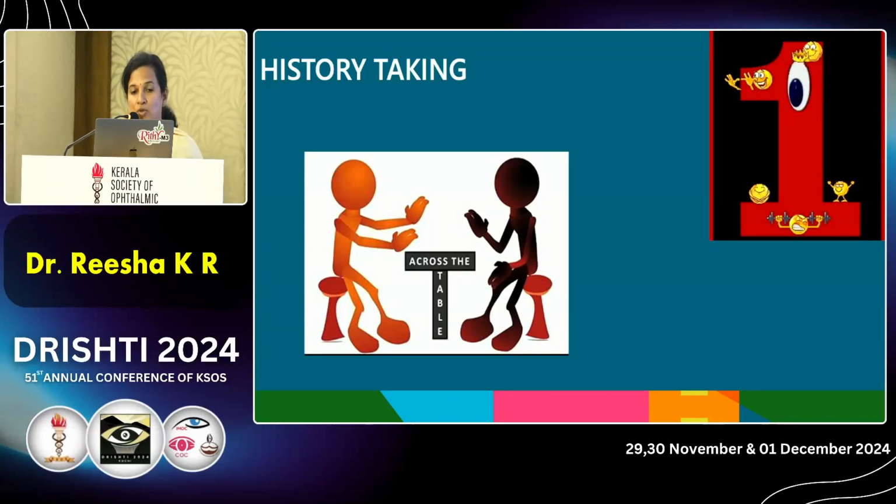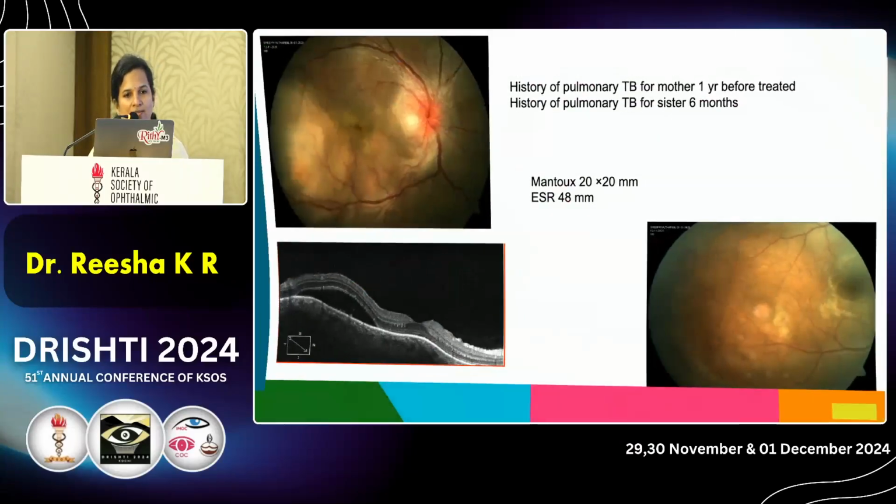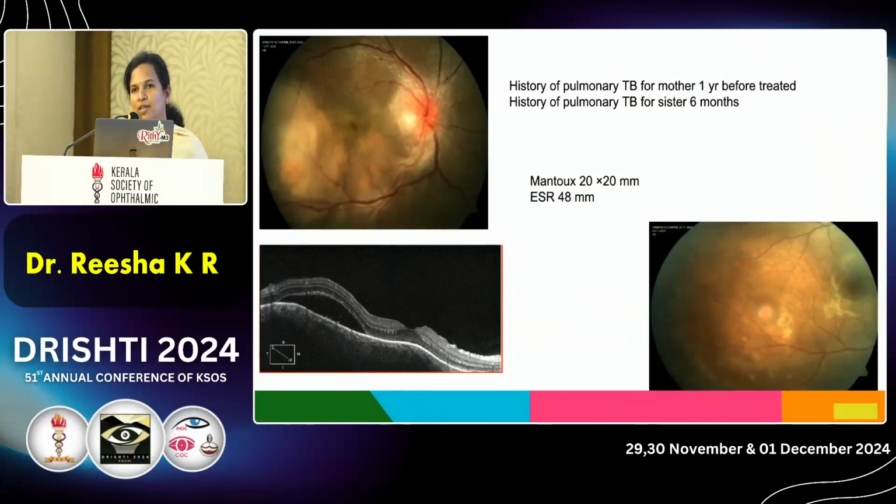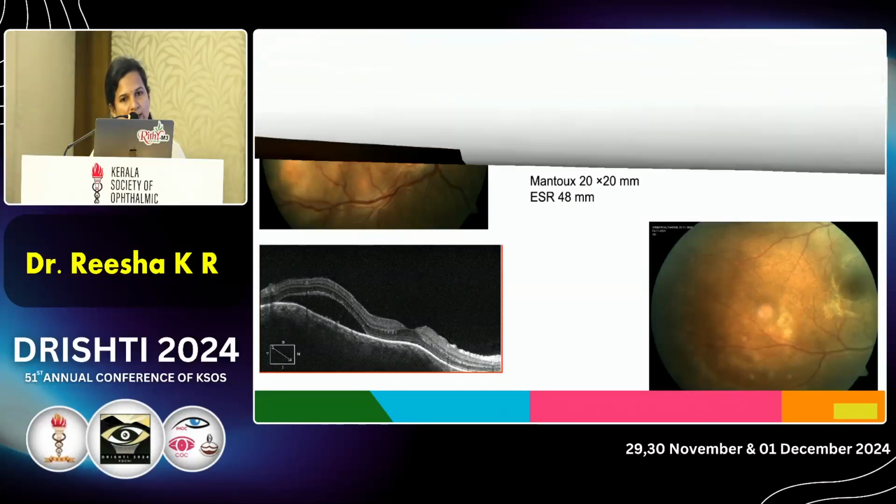The first and most important tip is good history taking. This 23-year-old, 7-month pregnant lady presented with choroiditis with inflammation. She gave a history of pulmonary TB in her mother 1 year before, and her sister was also treated for 6 months. So that was a case of choroiditis due to tuberculosis. Her Mantoux was high and ESR was also elevated. She was treated with ATT and the lesion resolved completely.